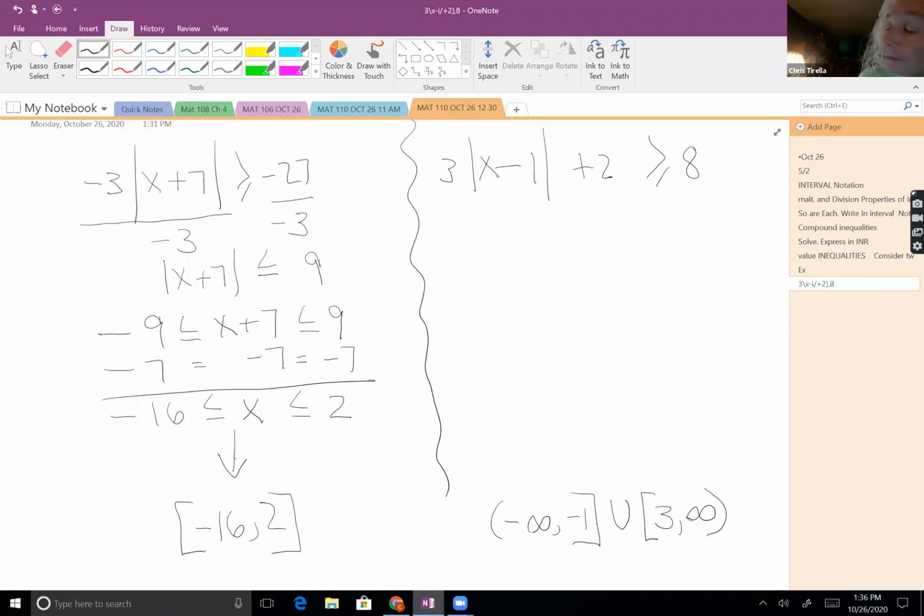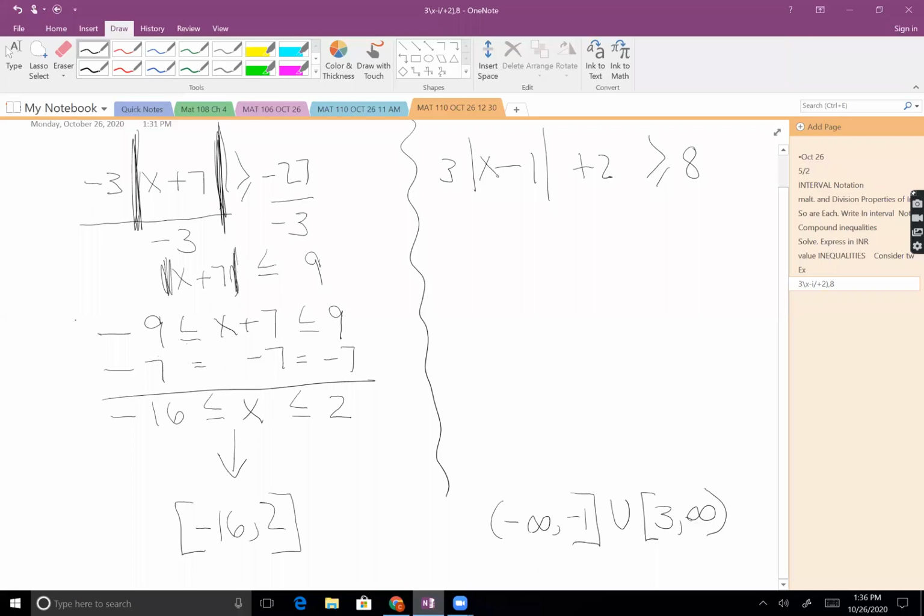Any better? Yes. I don't know why I wanted to subtract before I divided. So that's what threw me off. You always want to get what's inside the bars alone. You always want to get the absolute value bars alone first, okay? Not until it's all alone do we decide whether we can do a compound inequality or two separate.